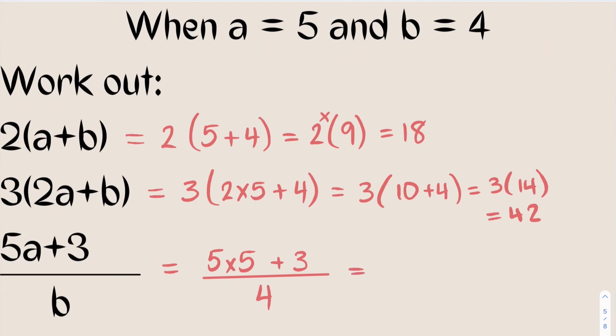So now simplifying this, 5 times 5 is 25. I still need to add 3, and I still have to divide by 4. 25 add 3 is 28, divided by 4, and the answer gives me 7. So 28 divided by 4 equals 7.